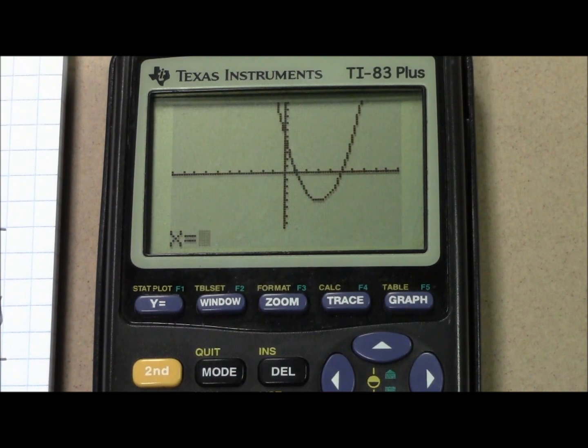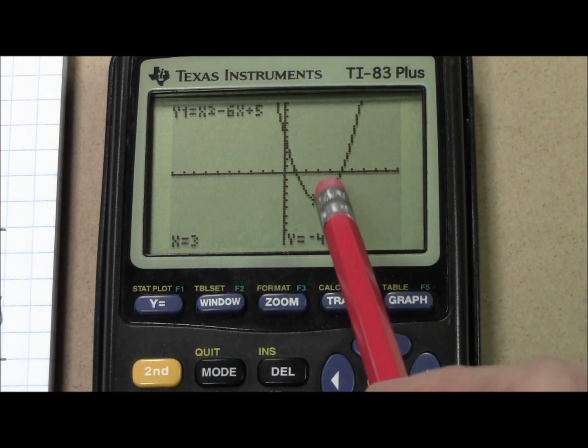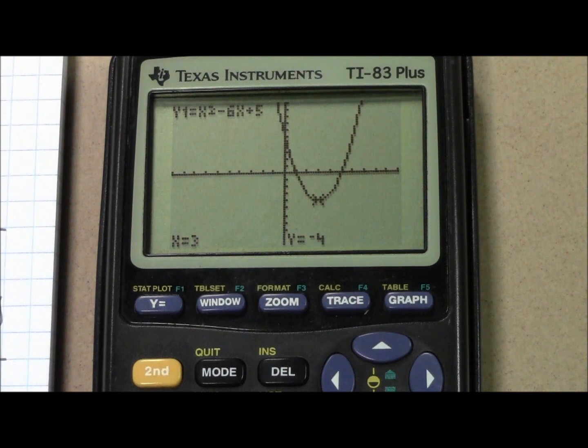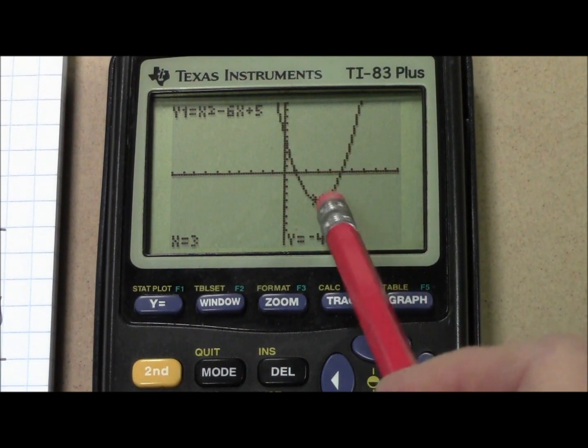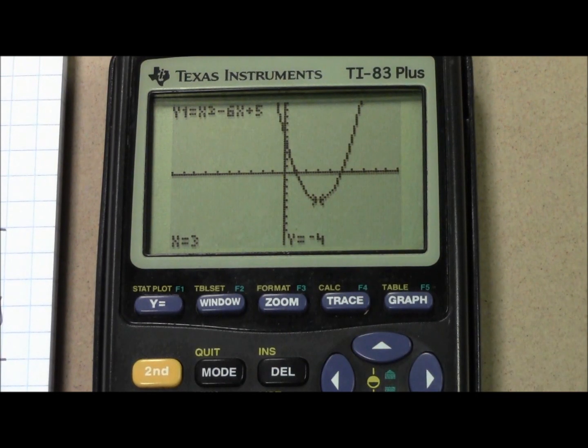Now suppose that our x value was 3. If we put in a 3 here and hit enter, it'll tell us if the y value actually does come out to be -4. And it does, and it shows right on the graph where that is. So we have found our minimum value, our vertex, at 3, -4.